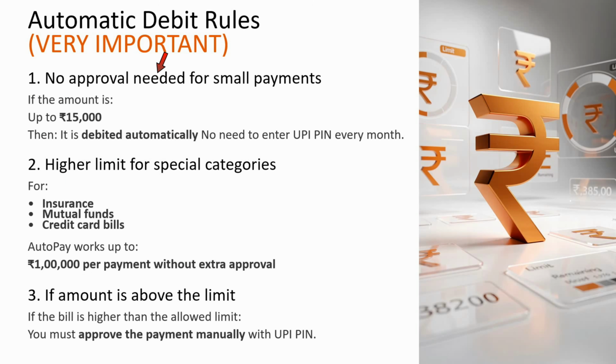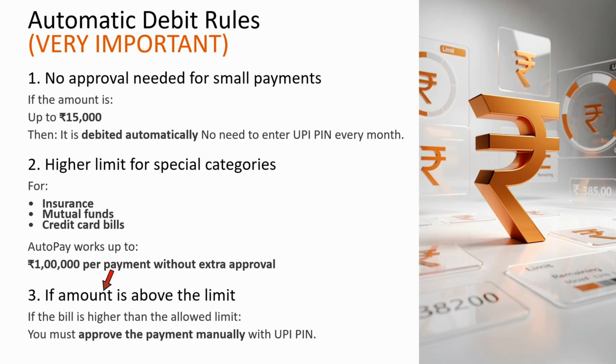First one, no approval needed for small payments. If the amount is up to 15,000 rupees, then it is debited automatically. No need to enter UPI PIN every month. Second point, higher limit for special categories. For insurance, mutual funds, and credit card bills, AutoPay works up to 100,000 rupees per payment without extra approval.